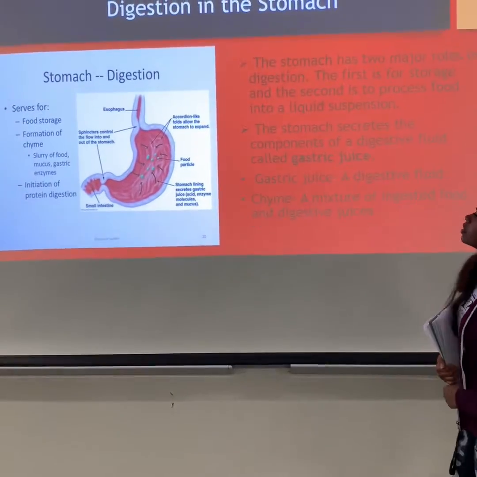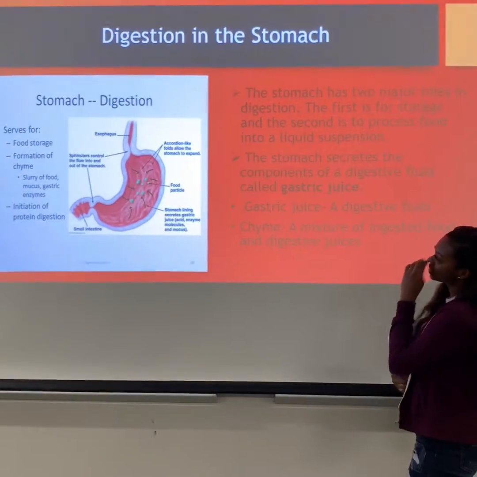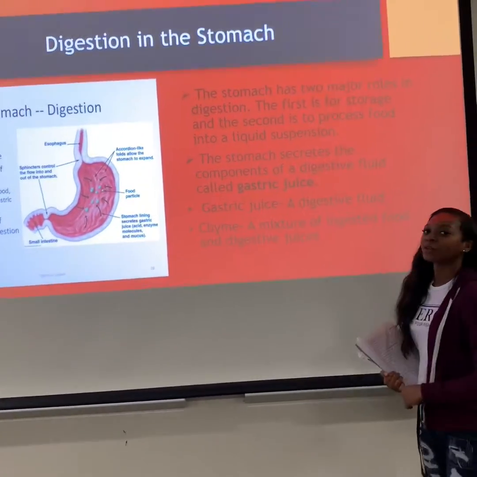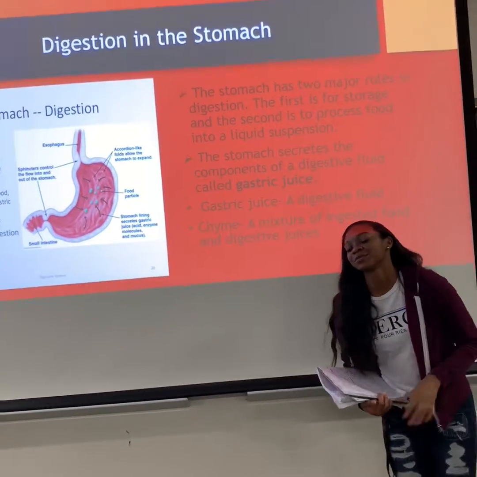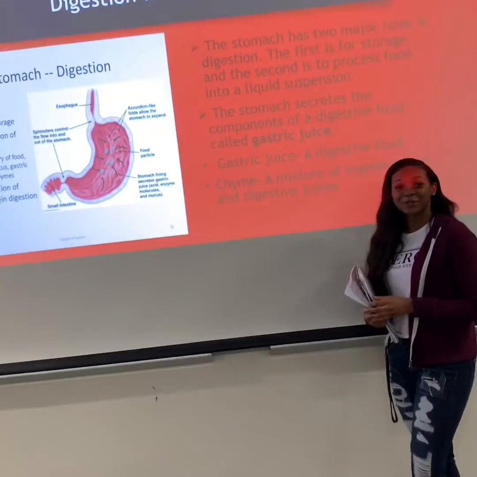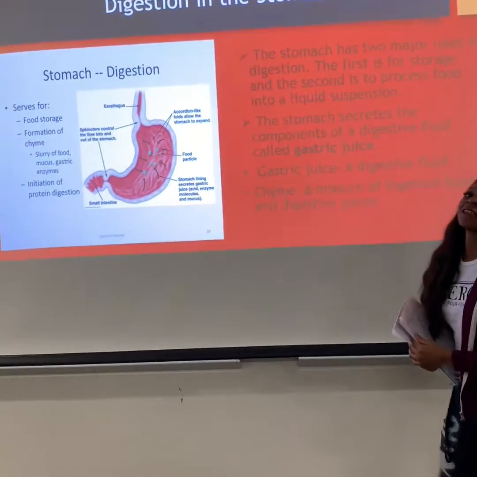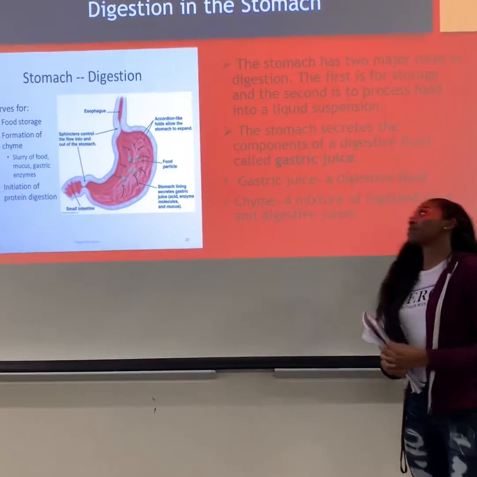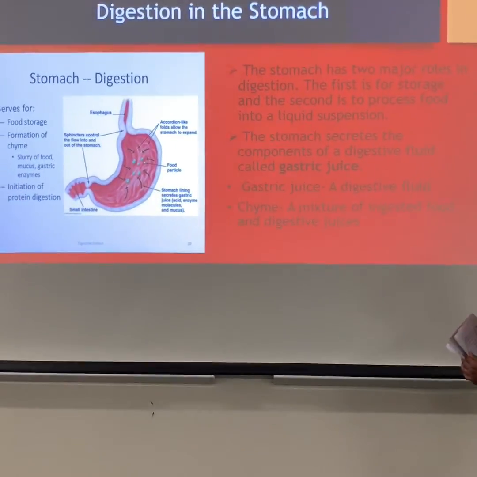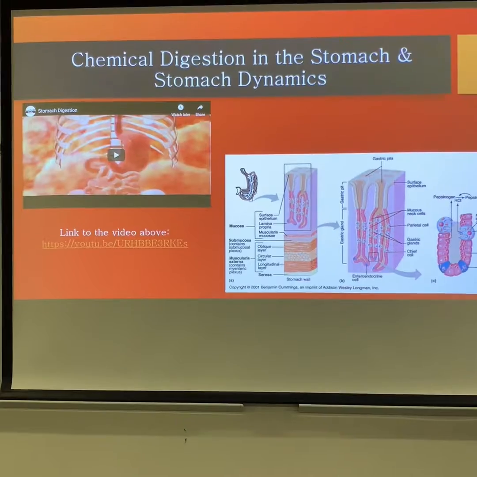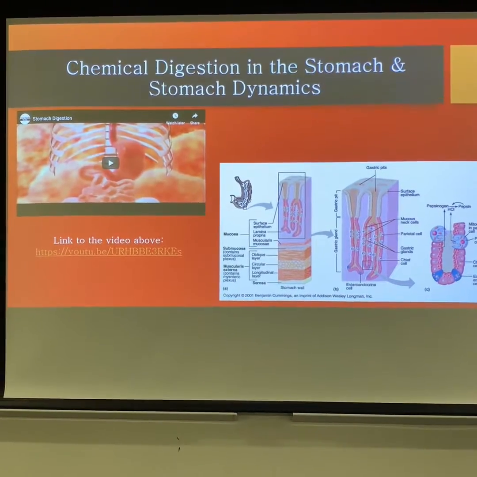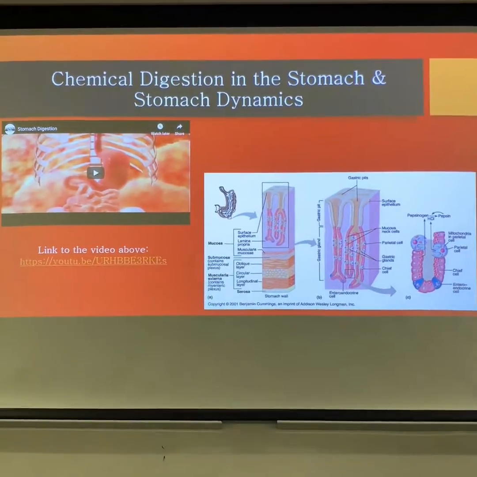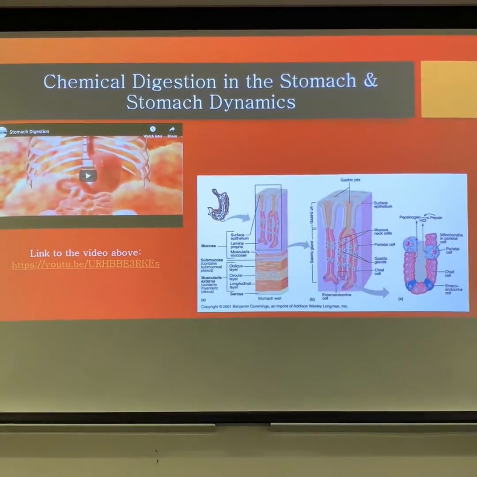Okay, so your stomach secretes components of digestive fluid, which are called gastric juices. Once your stomach does this and your food starts to process in your stomach, it then becomes chyme, which is basically the fluids mixing with the food. On this slide, I have inserted a video with the link that explains the processing of chemical digestion in the stomach and stomach dynamics.